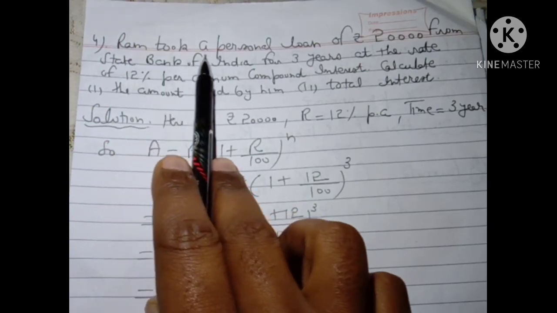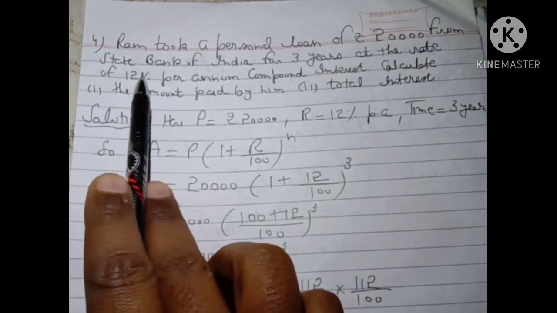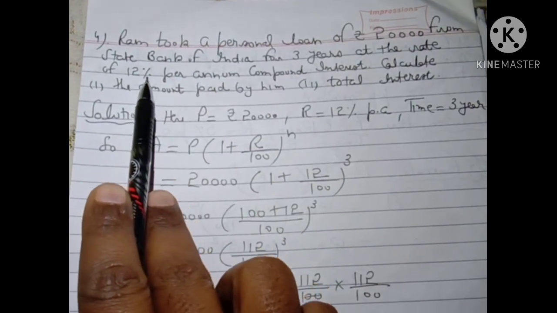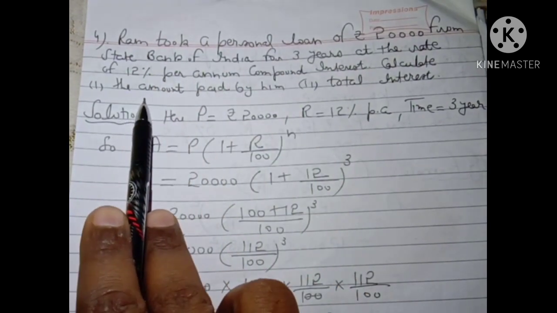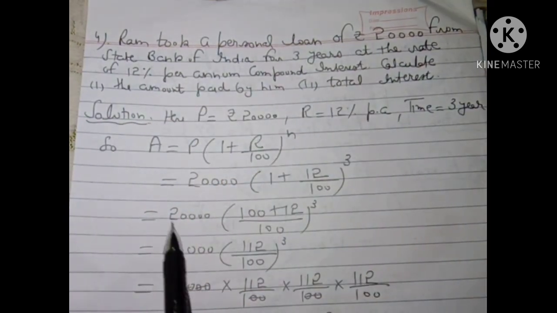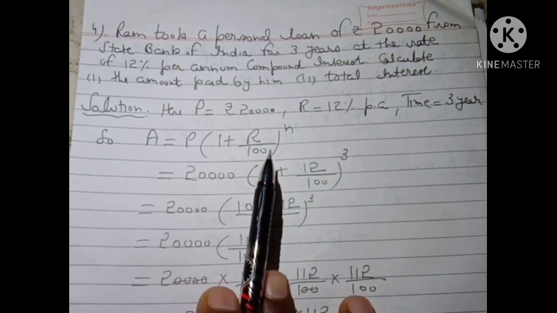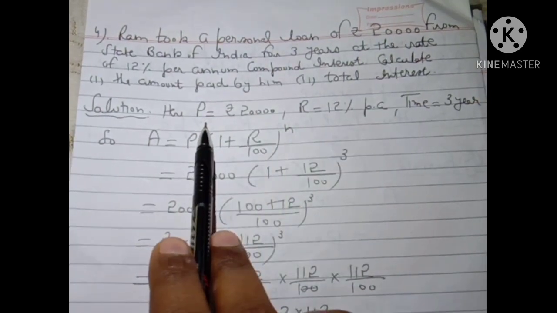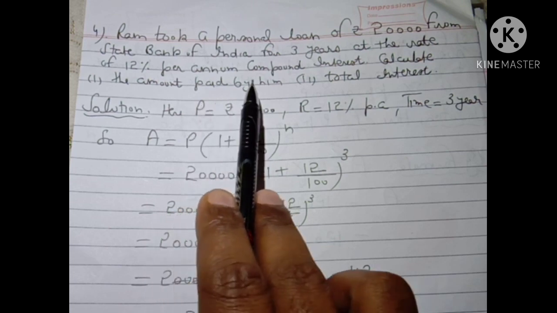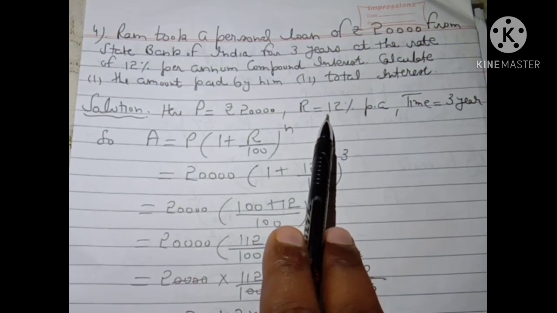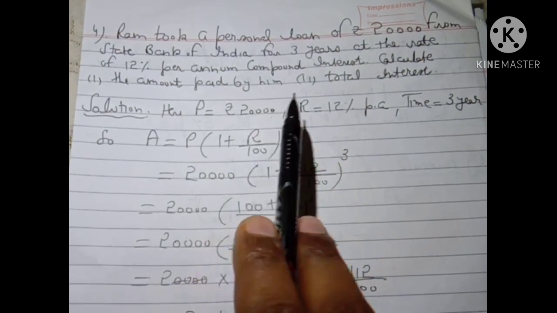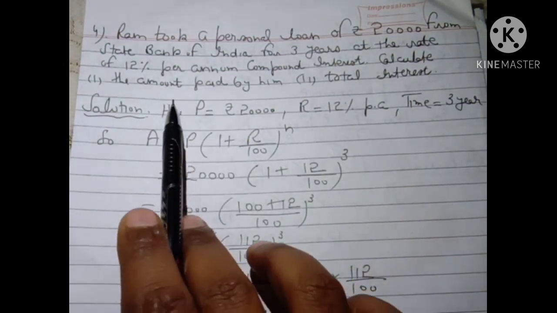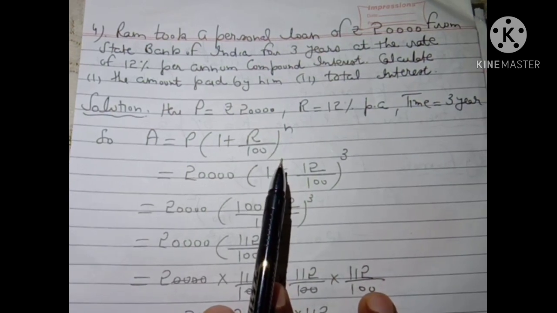In this sum you can see Ram took a personal loan of rupees 20,000 from the State Bank of India for 3 years. The rate of interest is 12%. So in this case we have to find the amount paid by him and the total interest. Again, first of all, the value of the principal is given, that is rupees 20,000. So the value of P is 20,000 and the value of R is 12%, and the time period is given, that is 3 years. Now again we have to find first the amount and then the interest.